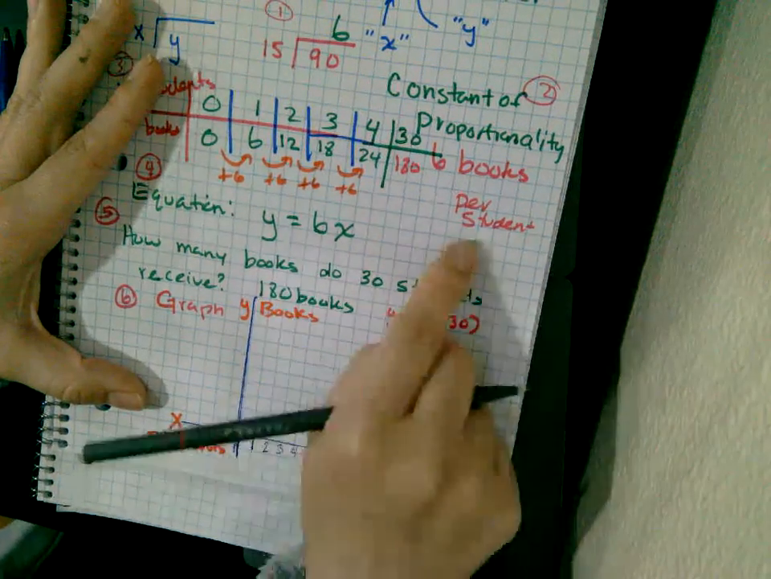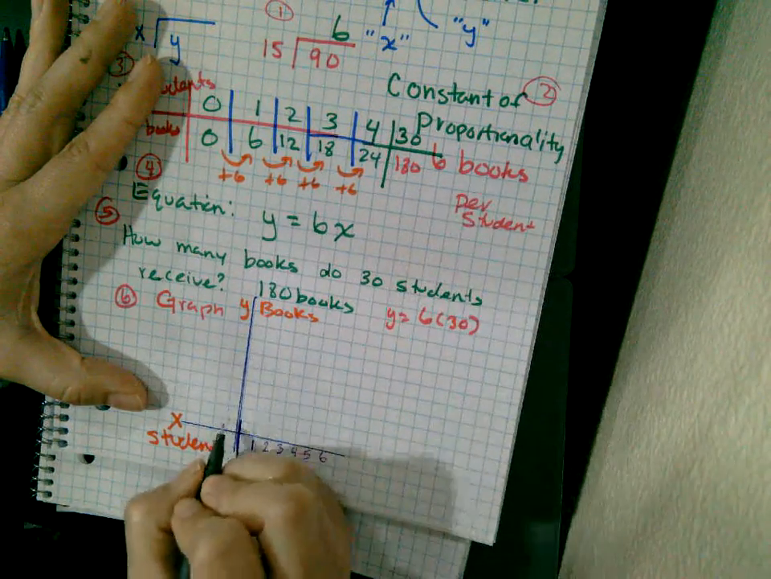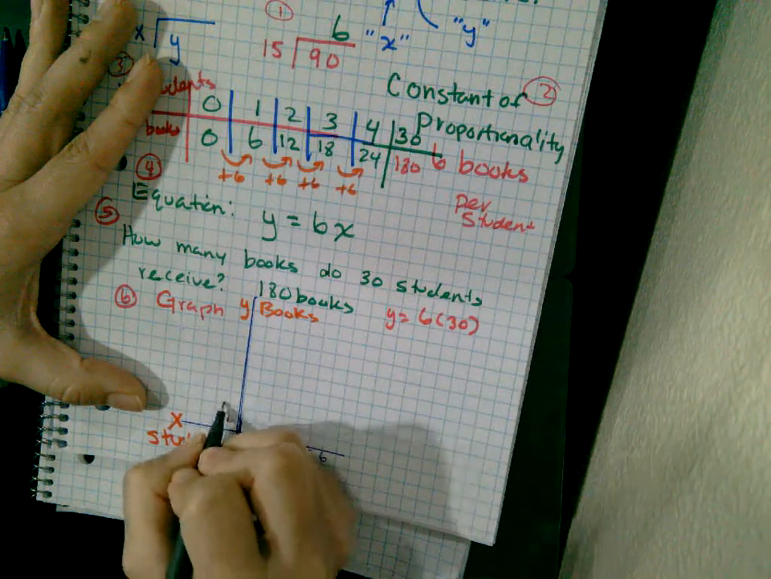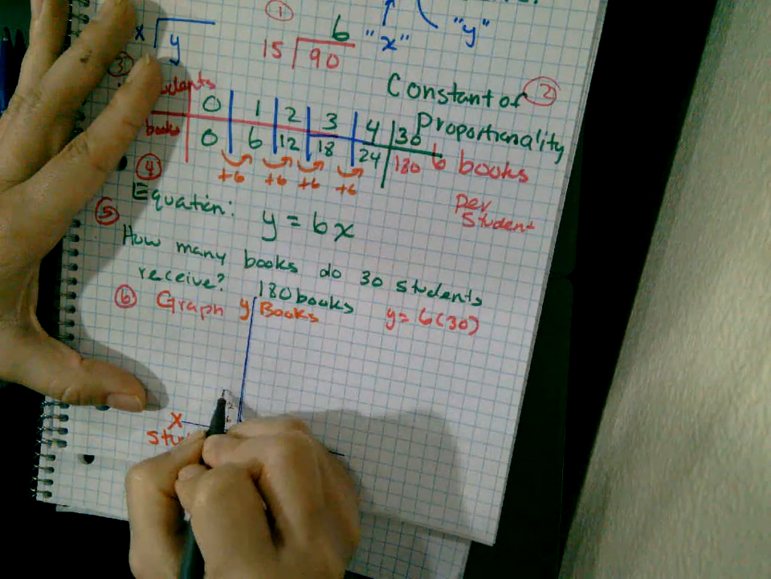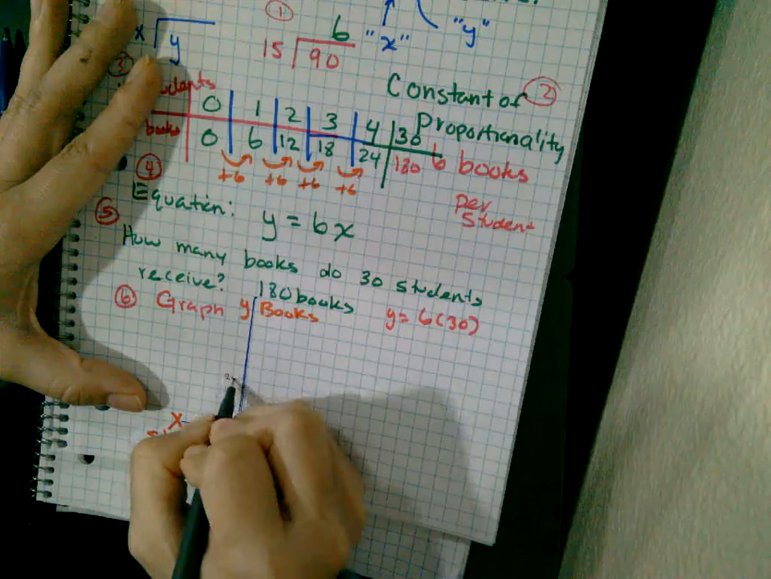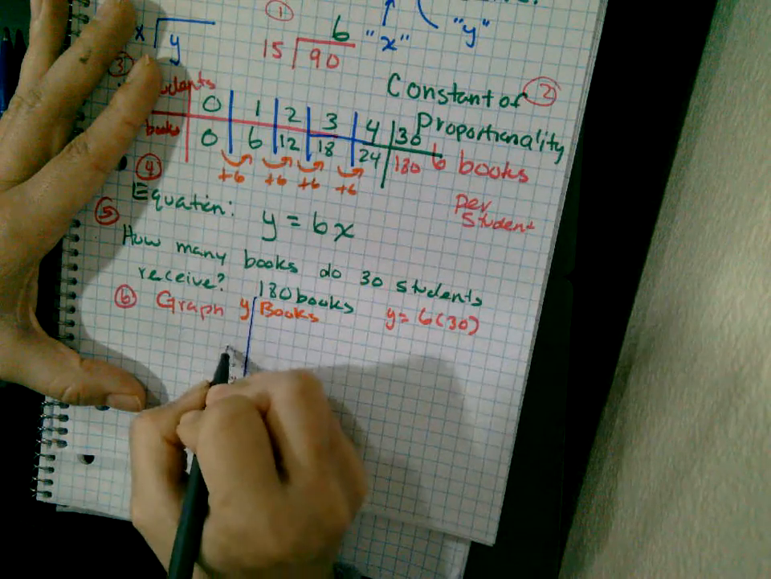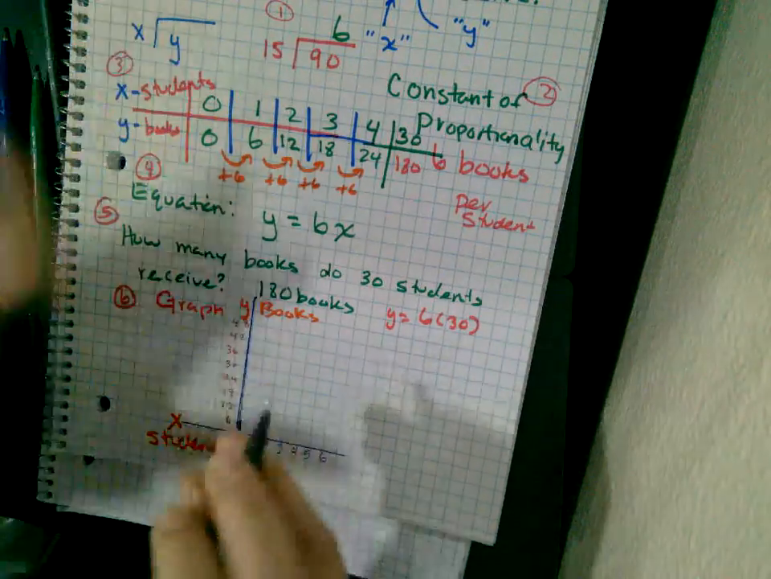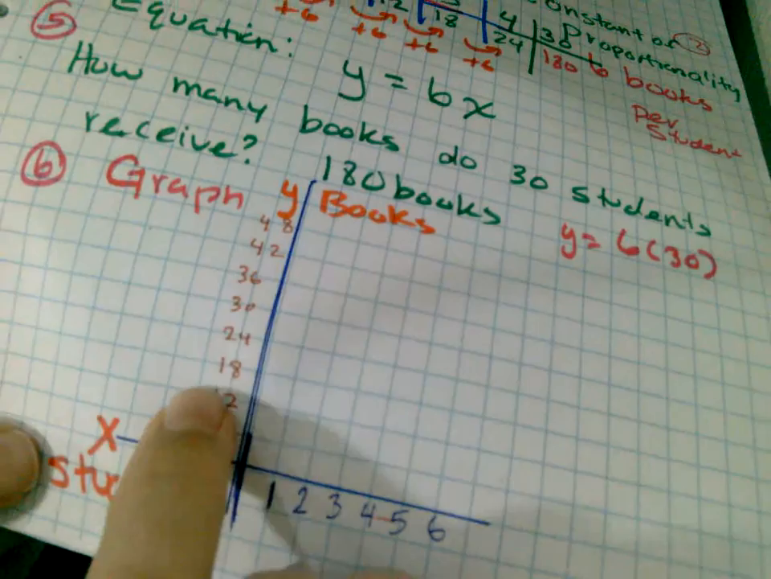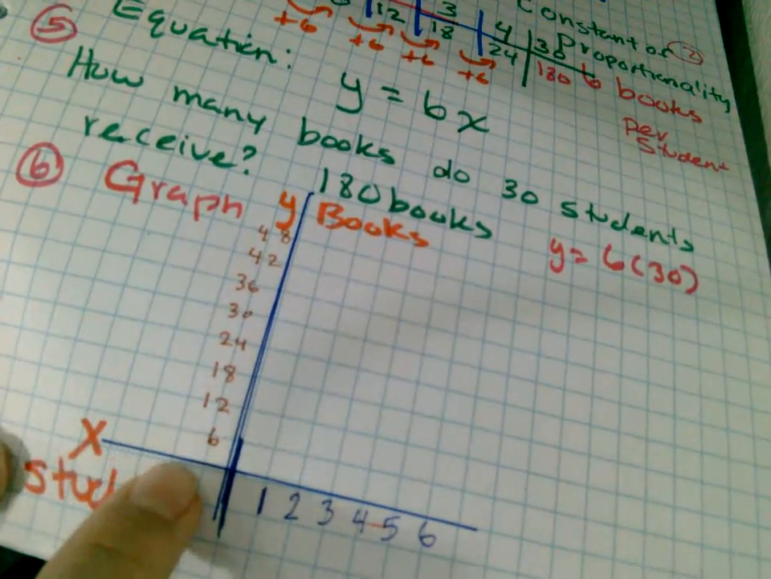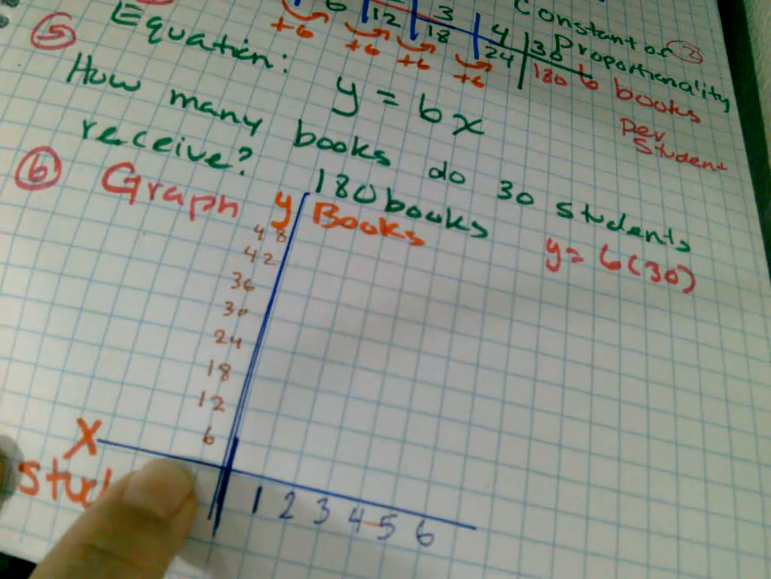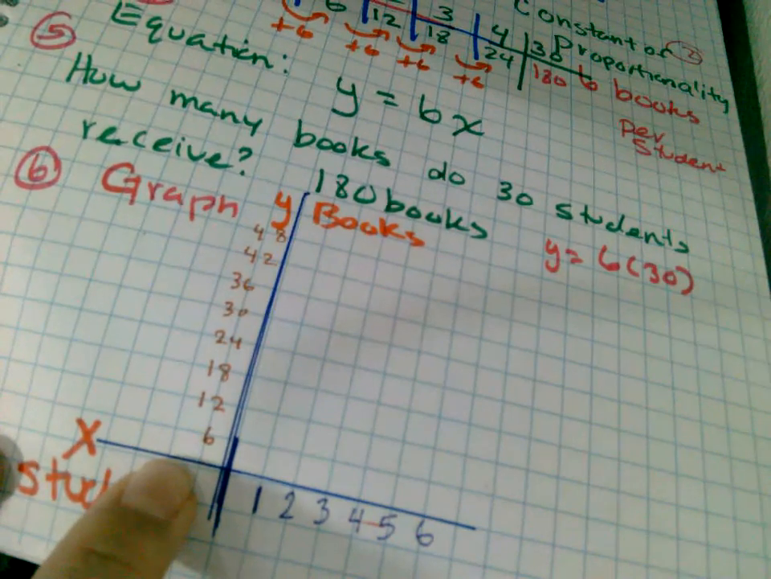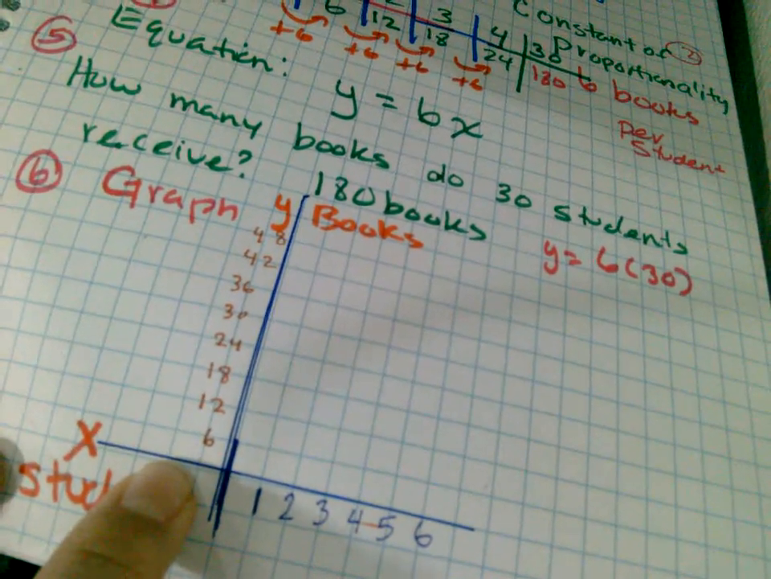So my constant of proportionality is 6. So I'm going to go 6, 12, 18, 24, 30, 36, 42, 48. I'll stop there. So I'll zoom it in. So what I did on my Y's is I went up by my unit rate. It's a little secret. You work smarter, not harder.